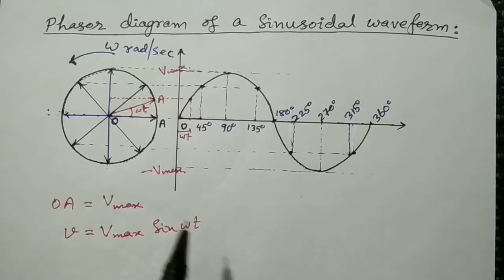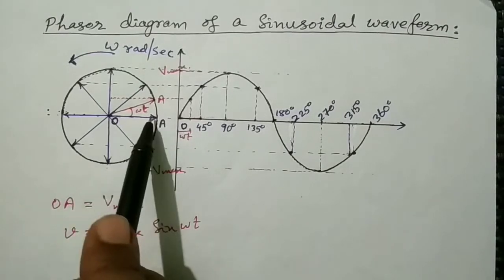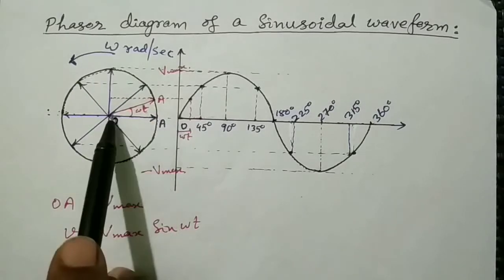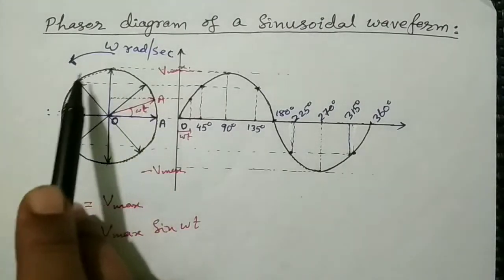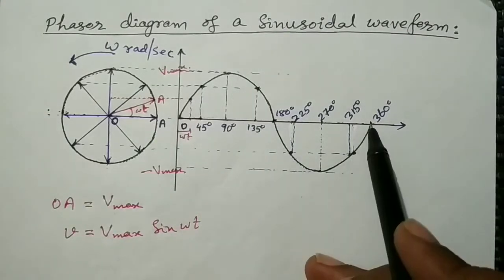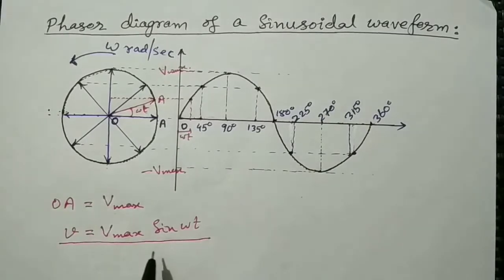That means if we make this line OA rotate in anti-clockwise direction, and if its length is equal to the maximum value of the voltage, then for a complete rotation, we will get a purely sinusoidal waveform, which will also represent this sinusoidally varying voltage, that is Vmax sin omega t.